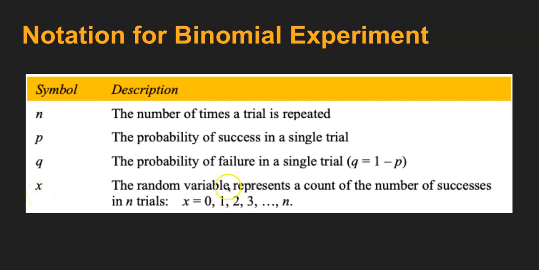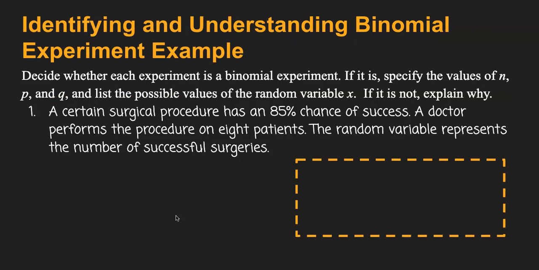X represents the count of the number of successes in a trial. I may ask you questions like this: out of 7 surgeries, find the probability that exactly 2 surgeries will go successful. 7 will be the little n, and 2 will be the X value. These are all coming, but I just wanted to give you these 4 letters that we use to notate binomial experiments. Let's look at the first one.